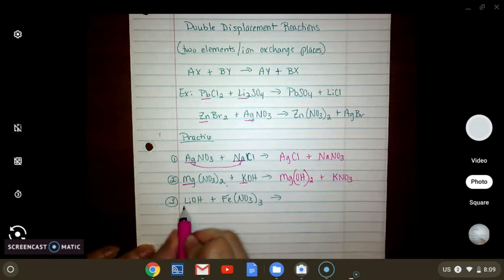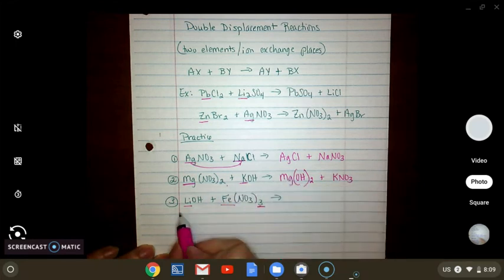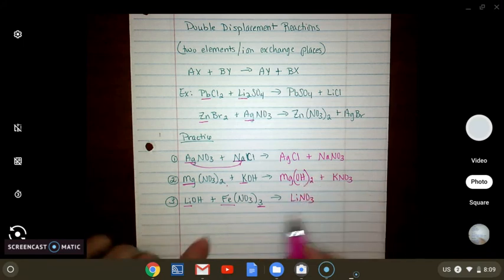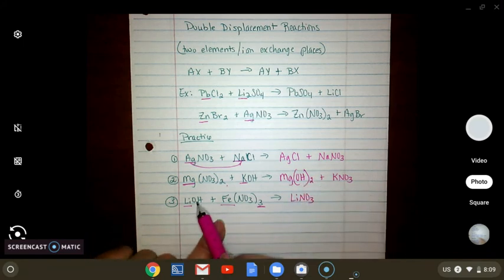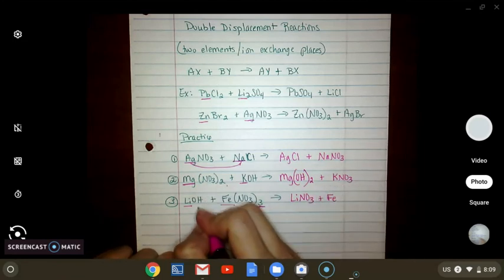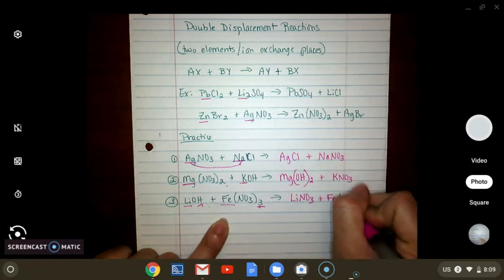And then the last one, you have Li and you have iron. This is iron 3. So that 3 comes with the iron. So LiNO3. And then whenever you switch over to this one, you have iron. Remember, this has a -1 charge, so the 3 now goes with OH.